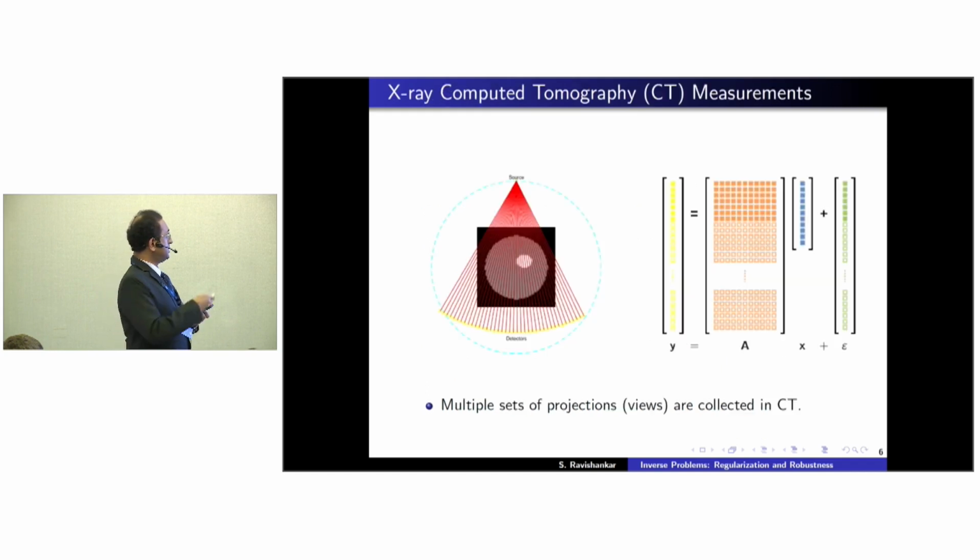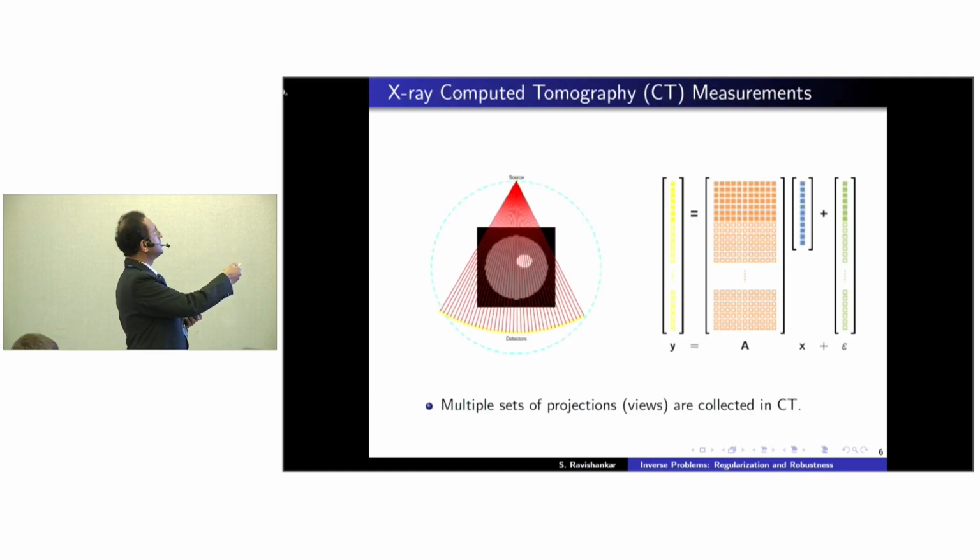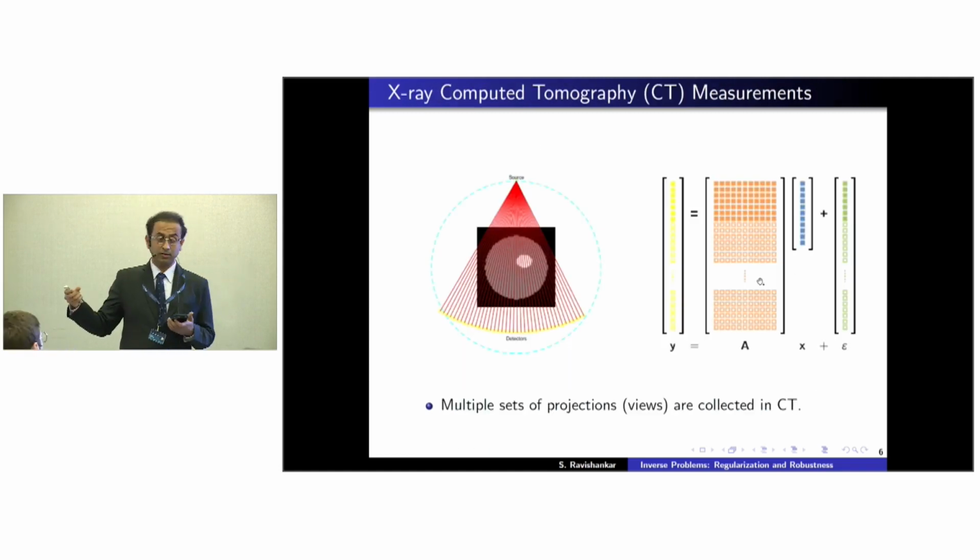So here is an example. This is a cartoonish setup of CT where you have an X-ray source, and that's emitting X-ray photons, and those pass through the object that you're trying to image, and then it hits a bunch of detectors on the other side. And sometimes the source and detector are rotating around the patient, like in common medical CT scanners, or if you're imaging materials, the object may be rotating on a table and so on.